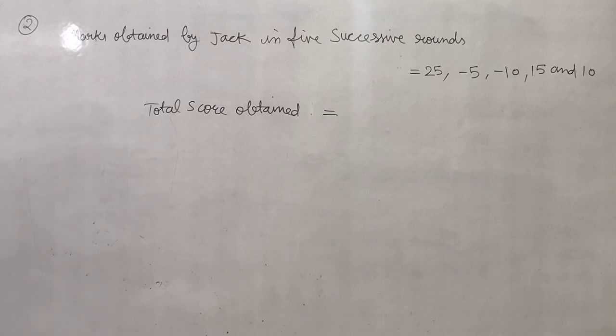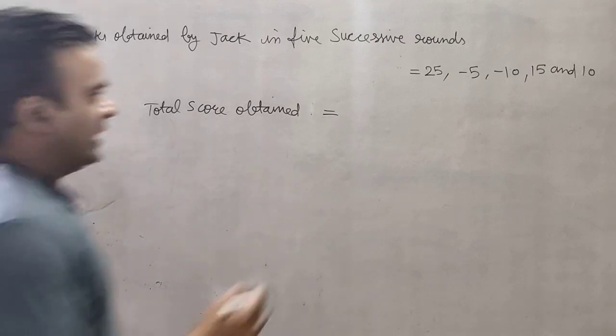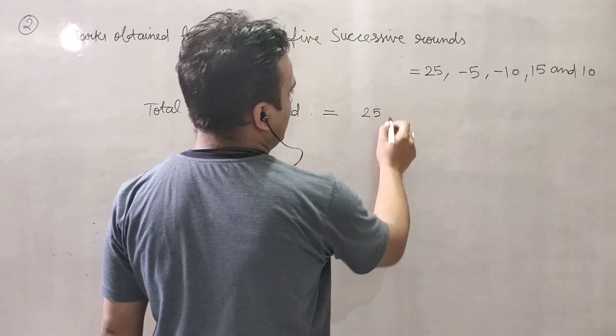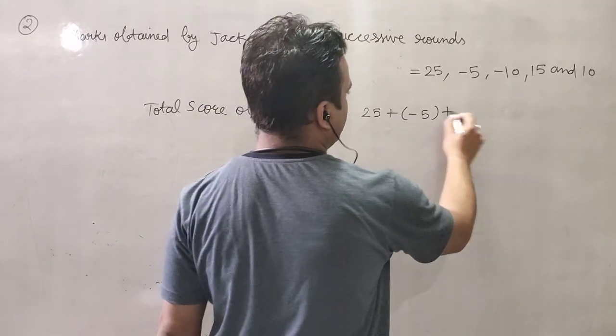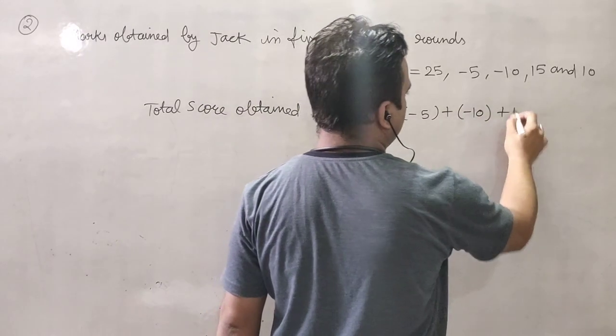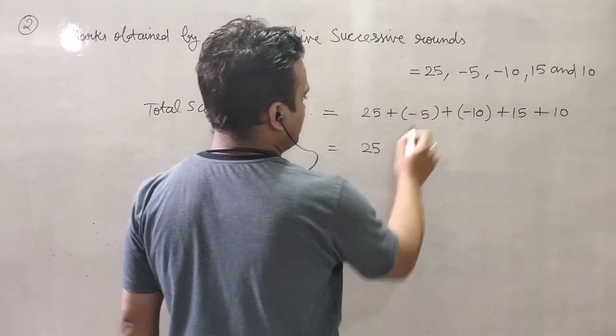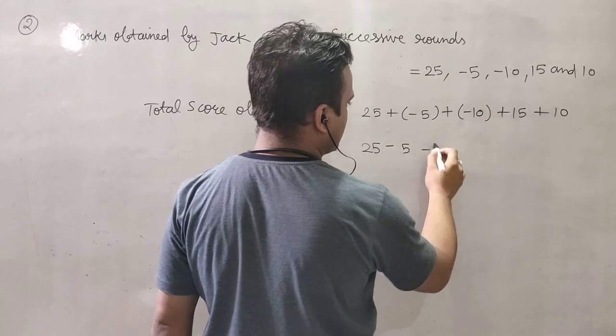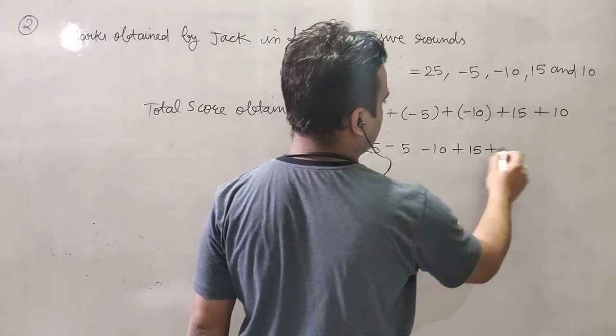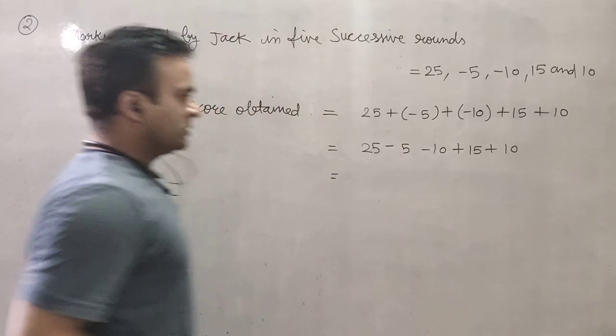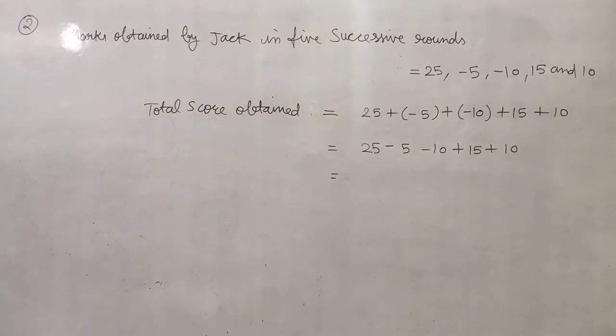So it means we have to find the total score. In the total score, we have to add each score, like 25 plus minus 5 plus minus 10 plus 15 plus 10. So you can see here there are 2 negative integers and 3 positive integers. For such sums we can do one thing. First of all, we can add all the positive integers together and all the negative integers together.